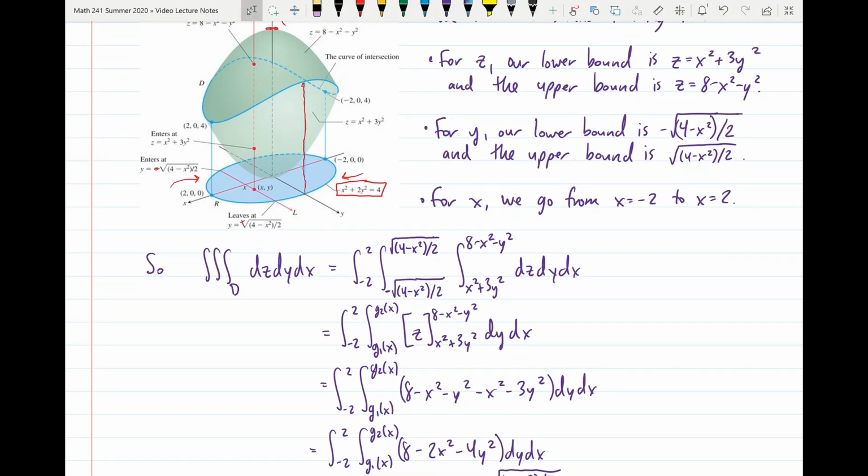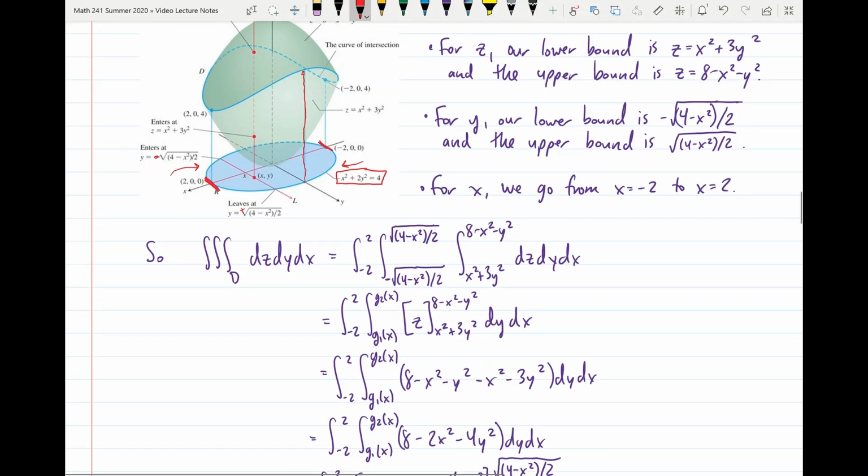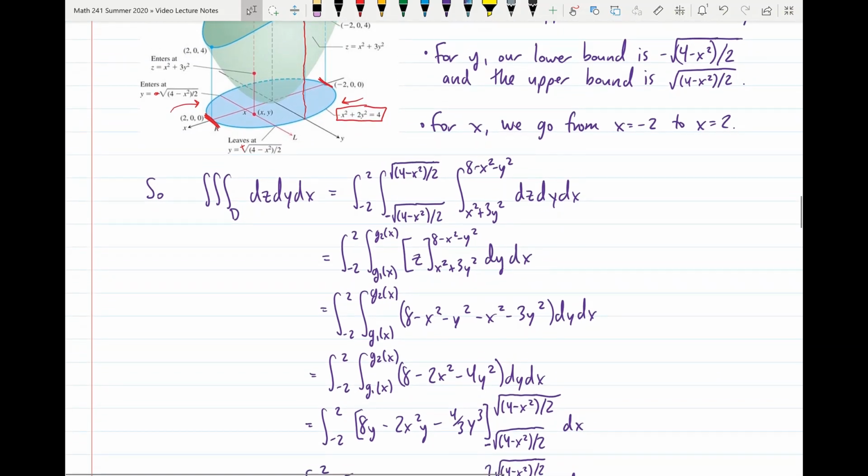And then finally, we have to worry about our limits of integration for x. So this is the easiest out of the three. We can just look at our region R in the plane and notice that we go to negative 2 on the negative side, and we go to positive 2 on the positive side. So x is going to go from negative 2 to 2.